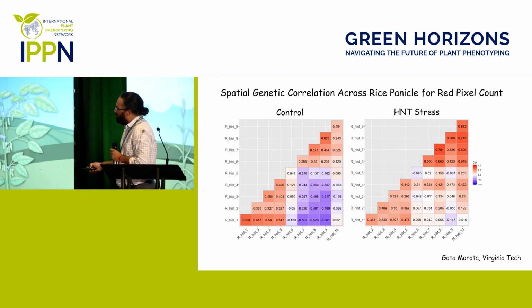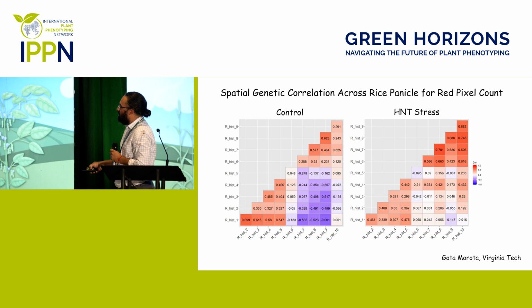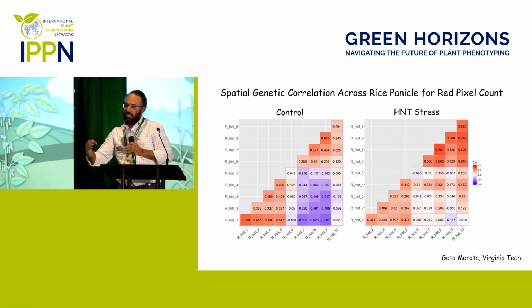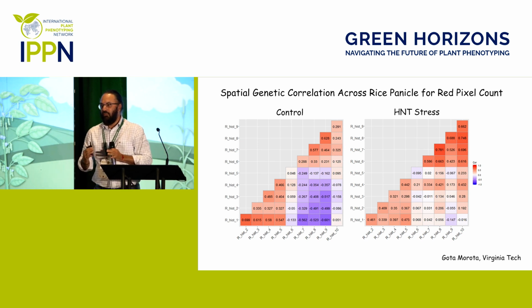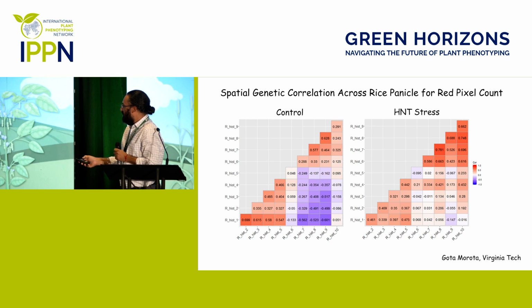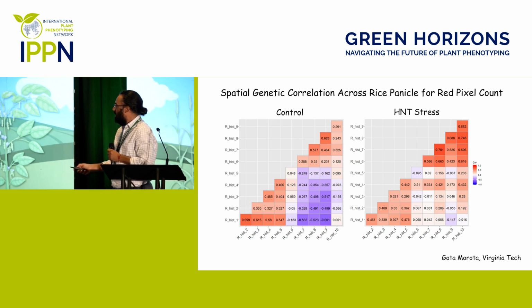We also found that the controls are a lot more well-partitioned. There's a clear middle and a clear bottom and a top part, because these are correlated, these are negatively, and then these are again positively correlated. That seems to erode under HNT stress, which is to be expected, because I think as the stress continues, the HNT accelerates the maturity of the panicle, so you would expect something like this. This analysis was done by my collaborator at Virginia Tech, Gota Marota, and his lab group.